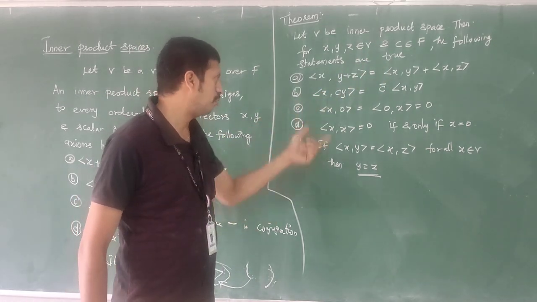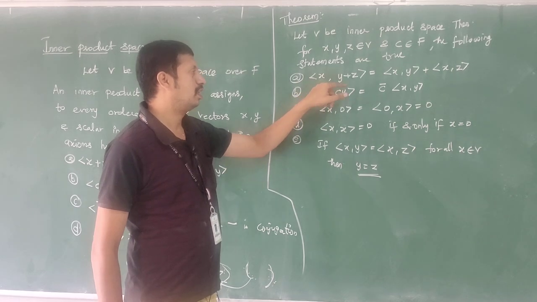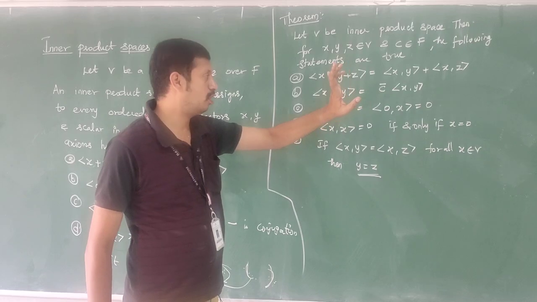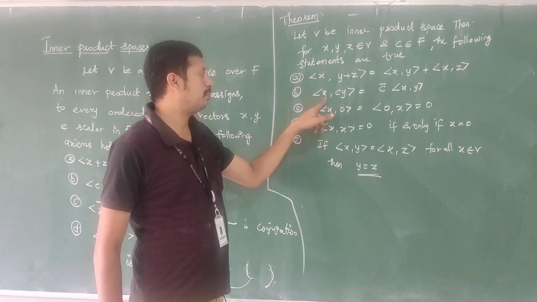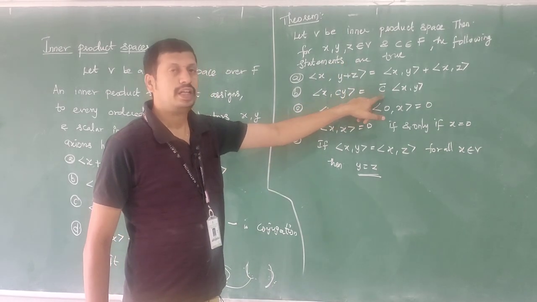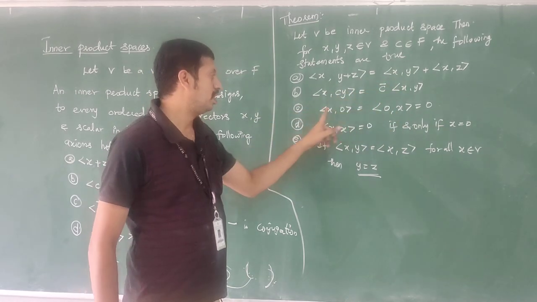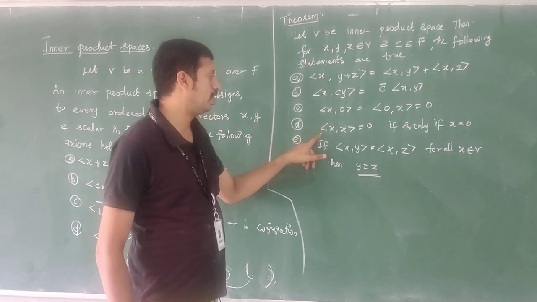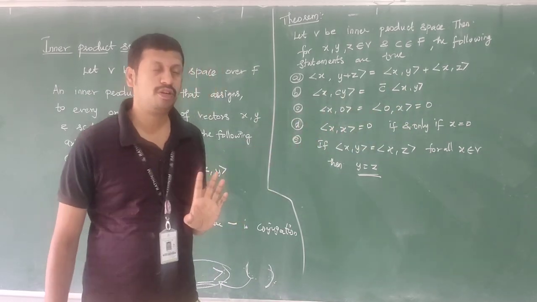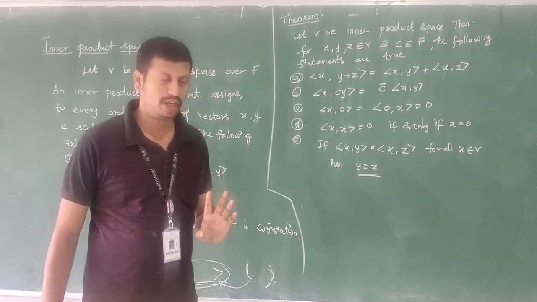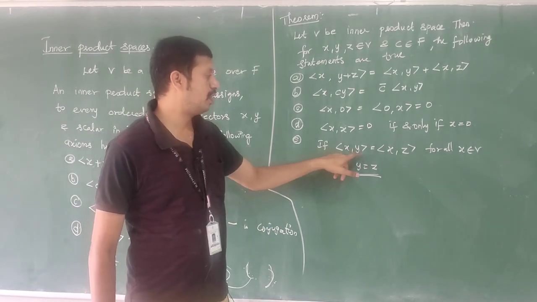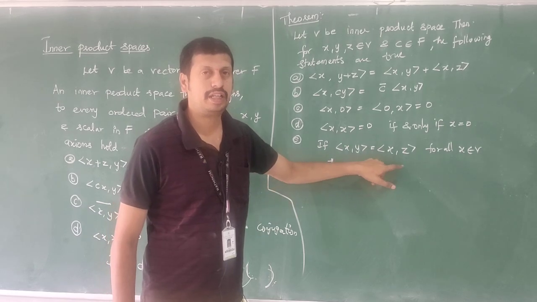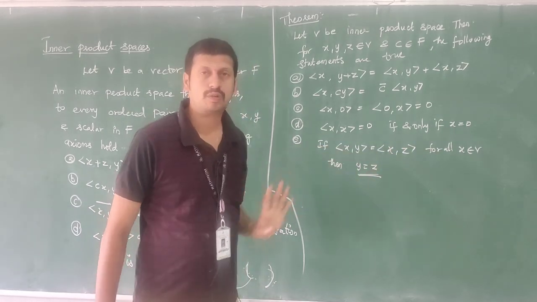Now the theorem: A, the inner product of x comma y plus z equals the inner product of x comma y plus the inner product of x comma z. B, the inner product of x comma c y equals c bar times the inner product of x comma y. C, the inner product of x comma 0 equals 0 comma x equals 0, and the inner product of x comma x equals 0 if and only if x equals 0. D, if the inner product of x comma y equals the inner product of x comma z, then y equals z.